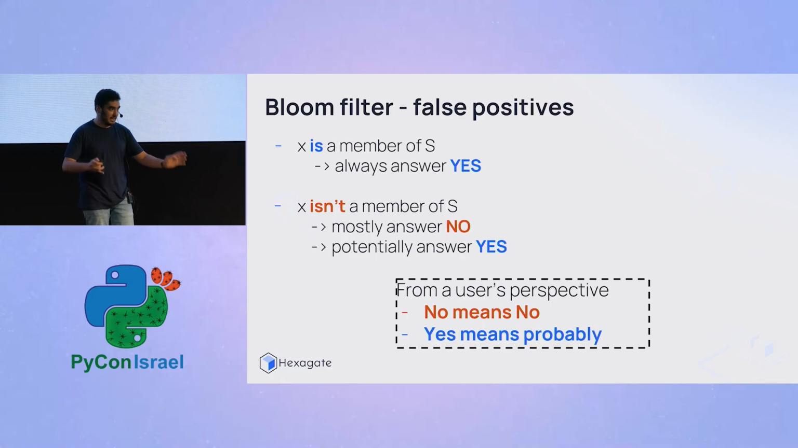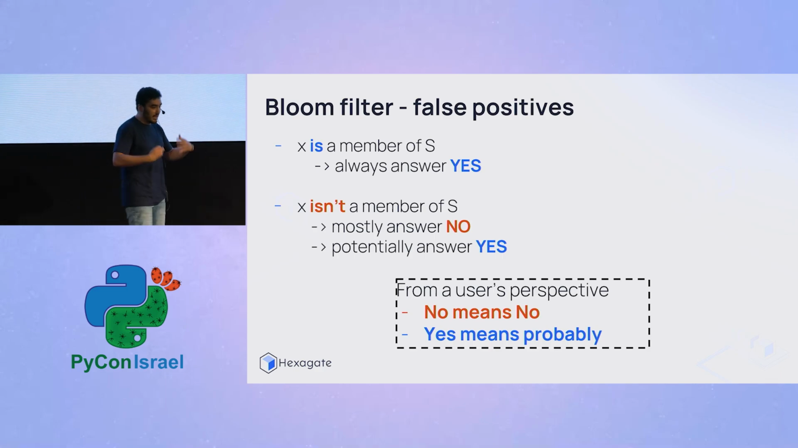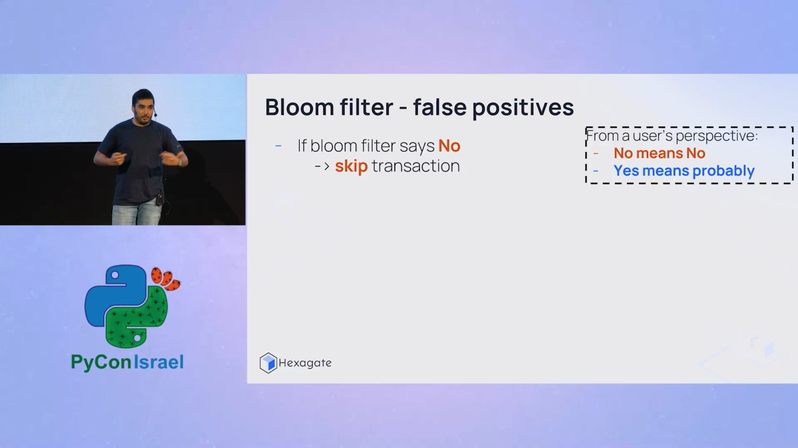No means no, and yes means probably. So what does it mean for me? How do I use a Bloom filter? If the Bloom filter tells me no, it means no. I can skip the transaction very fast, very simple.